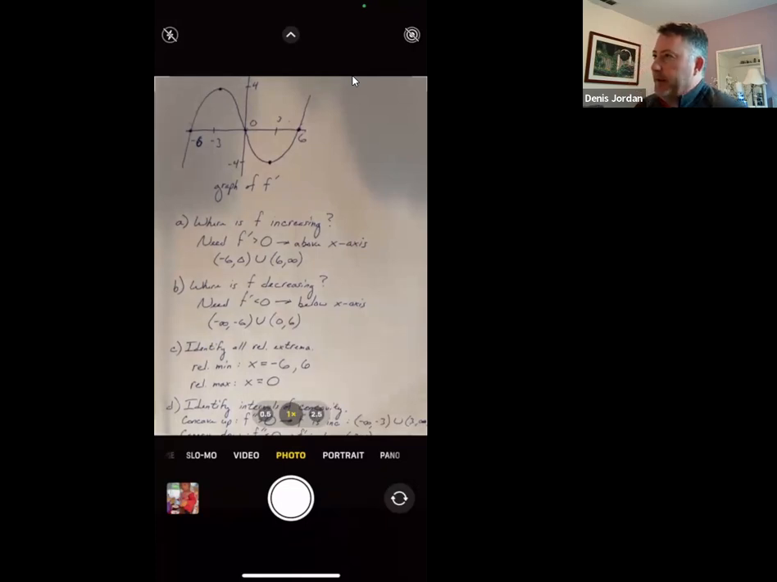And then I have one more thing I can ask you about the function using this graph. So what else can we find?